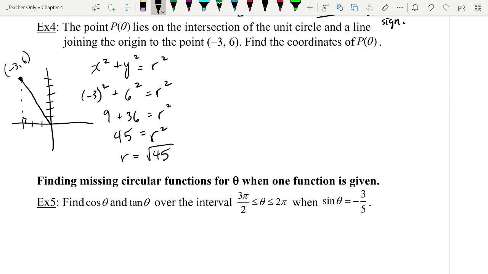Now, careful with this one. So right now, I could say my answer is, therefore, same way we did the last one, P of theta is (-3 over root 45, 6 over root 45). Careful with this one. Almost every textbook would not leave the answer this way. How come? There are 2 things I can do to those radicals that would be, to most mathematicians' eyes, a simpler answer. What's one of them?